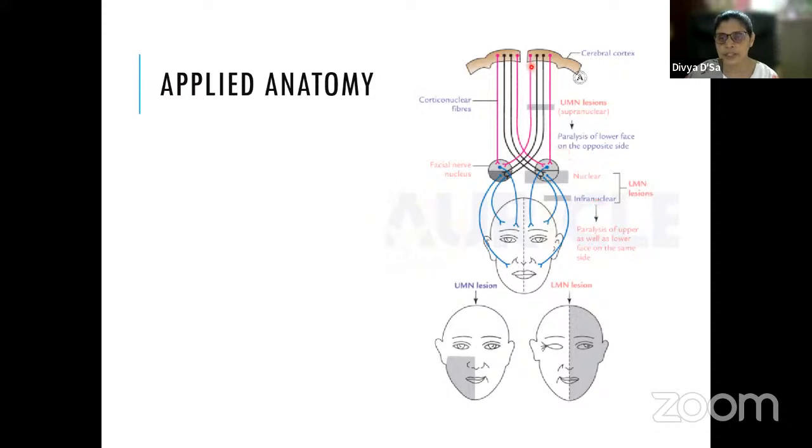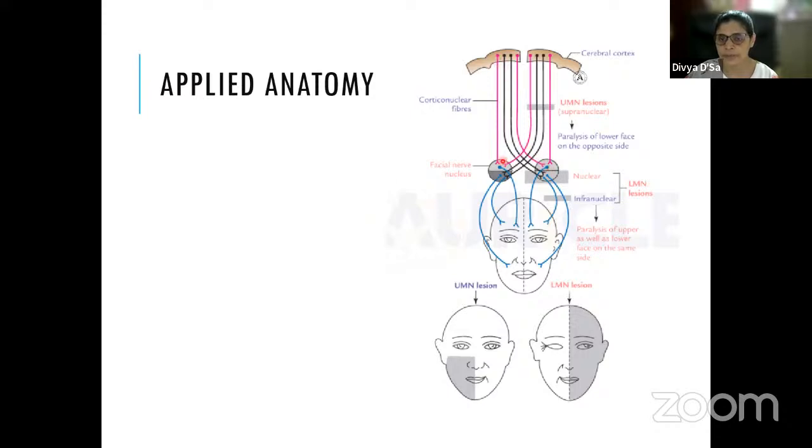Now if you see, the motor nerve fibers begin in the cerebral cortex, isn't it? They are the corticonuclear fibers. Usually these corticonuclear fibers cross. They are coming from the cortex to the nucleus of the facial nerve. So before it reaches the nucleus of the facial nerve, it crosses.